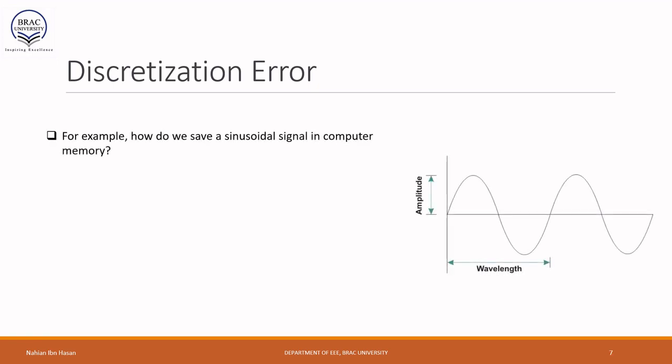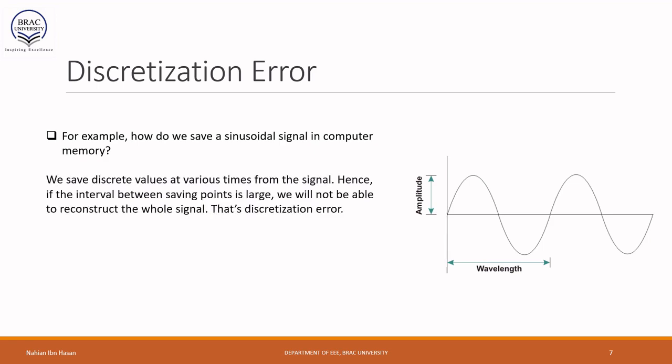Let's look at an example. For example, look at this waveform. It's a sinusoidal waveform. It has a specific amplitude and a specific wavelength. That means a specific frequency. So whenever you want to save this waveform in your computer memory, how do you save that? The computer samples specific points at specific intervals, and those points are saved in the computer memory.